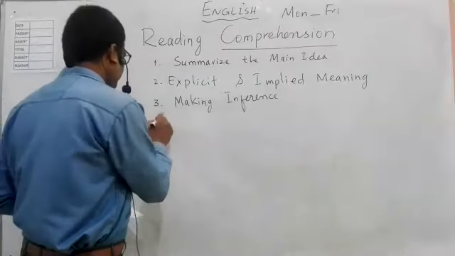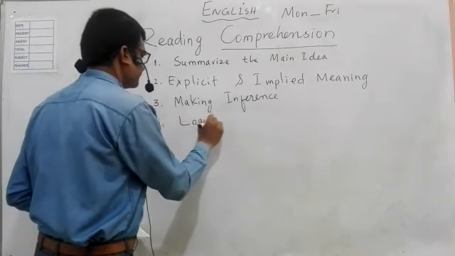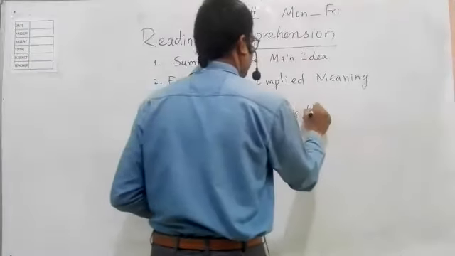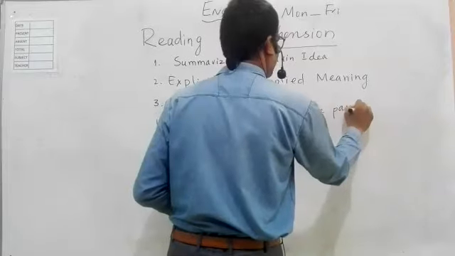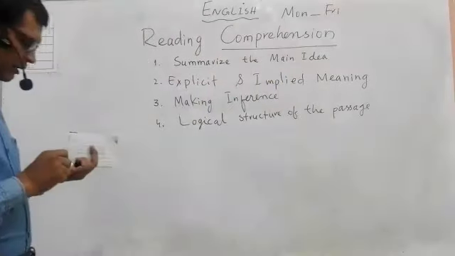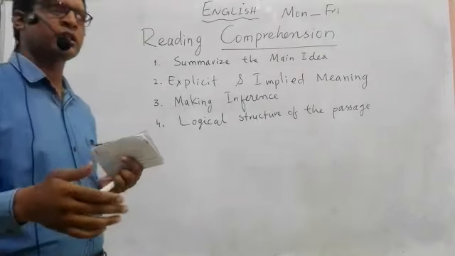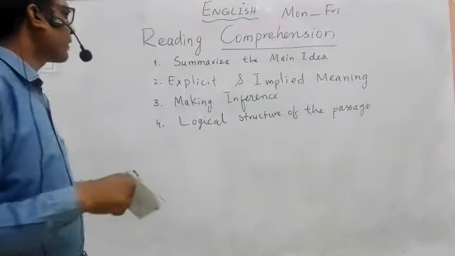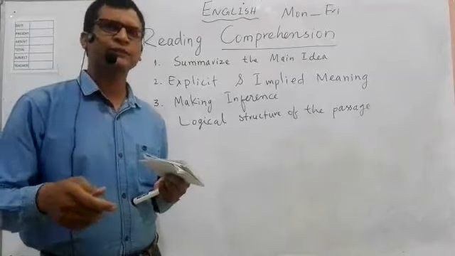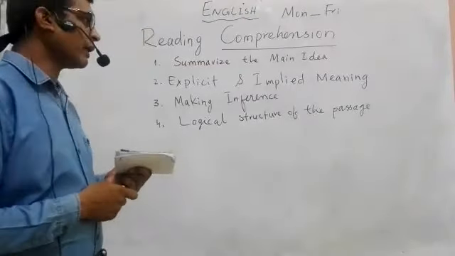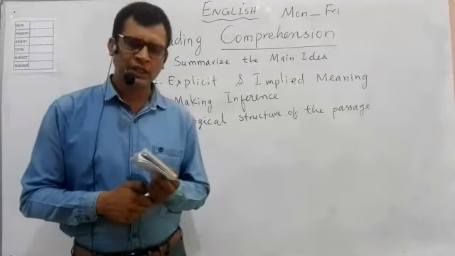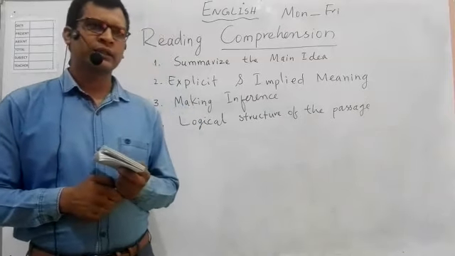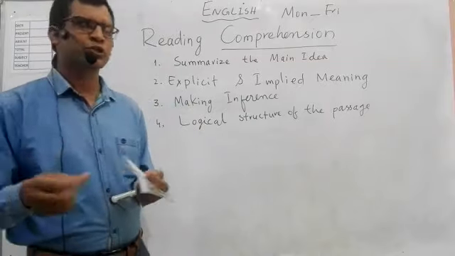Then you have to see what is the logical structure of the passage. Is the writer following some kind of structure? By this we mean, is it about cause and effect? Is it something which is connecting? And how can we find that out? There are a few conjunctions or linking words, as we call them, that can help us figure out whether the passage has some logical conclusion or not.